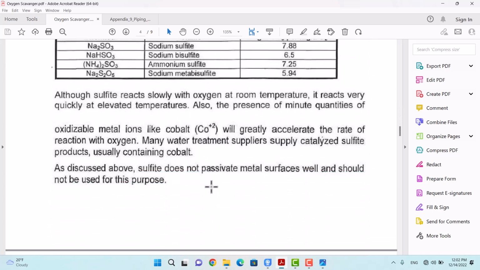And of course we said that some manufacturers supply catalyzed sulfite products containing cobalt, which can in fact accelerate the rate of reaction with oxygen.